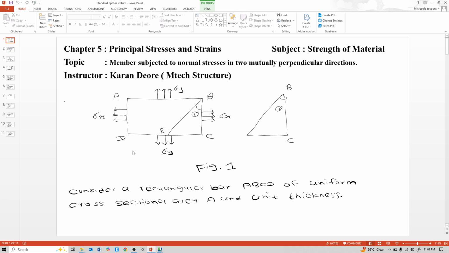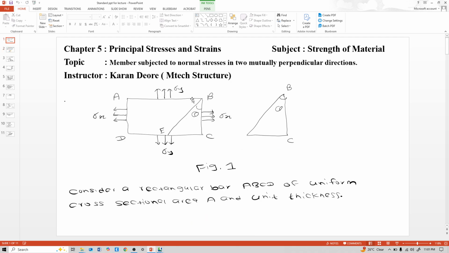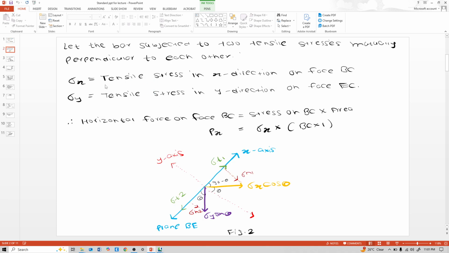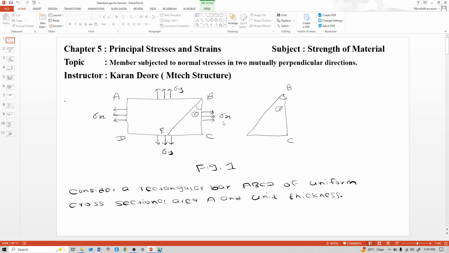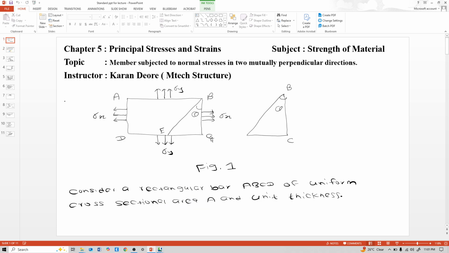This is a rectangular bar ABCD of uniform cross sectional area A and unit thickness. This angle is theta. Let the bar be subjected to two tensile stresses mutually perpendicular to each other. Sigma x is tensile stress in x direction on face BC, and sigma y is tensile stress in y direction on face EC.